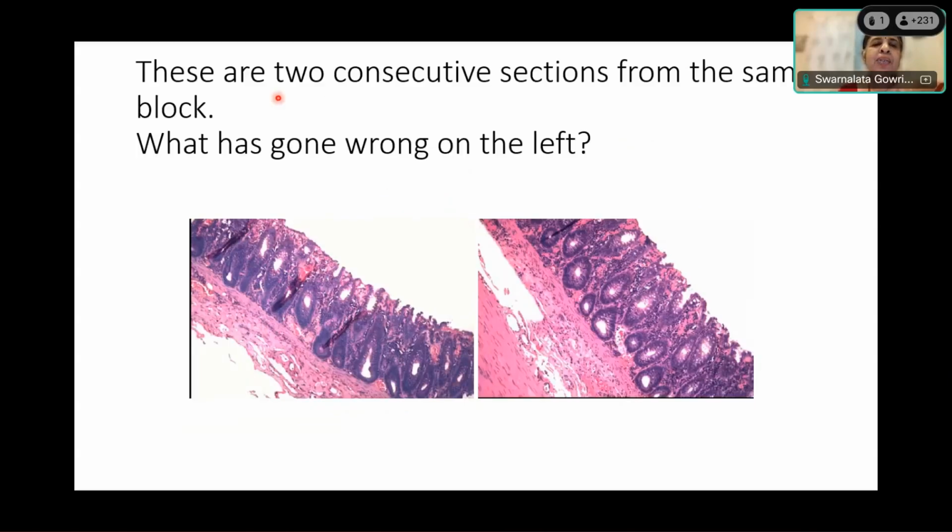These are two consecutive sections from the same block, which means they're processed and fixed the same way. Yet the staining over here is like this, over here is like this. So what do you think has gone wrong on the left? The left is worse, right? The right is better. What has gone wrong with the left?